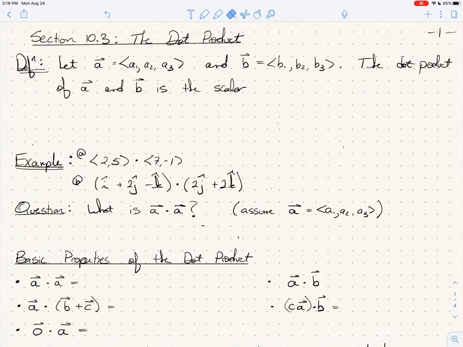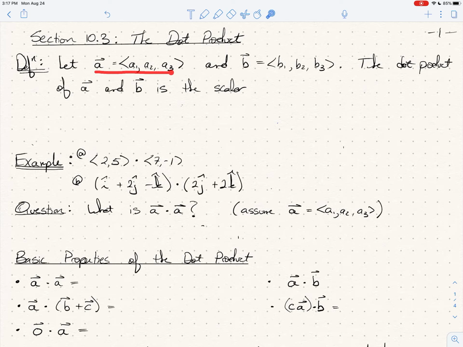Good afternoon, everybody. Last time we introduced vectors and we worked with them, and I believe I ended by promising you that we would look at how one can multiply vectors together. There are really at least two different ways of doing this. The first is the dot product. Let's define it for three-dimensional vectors.